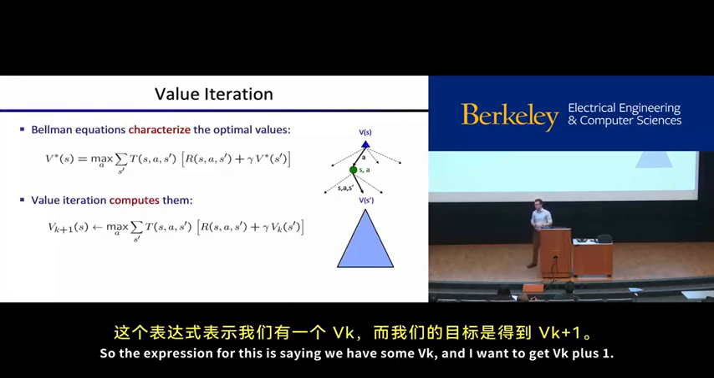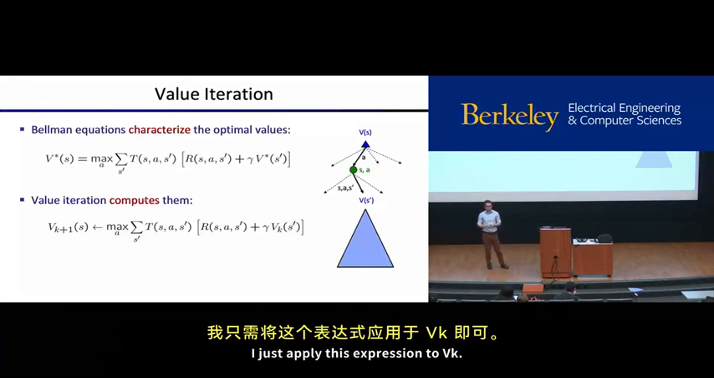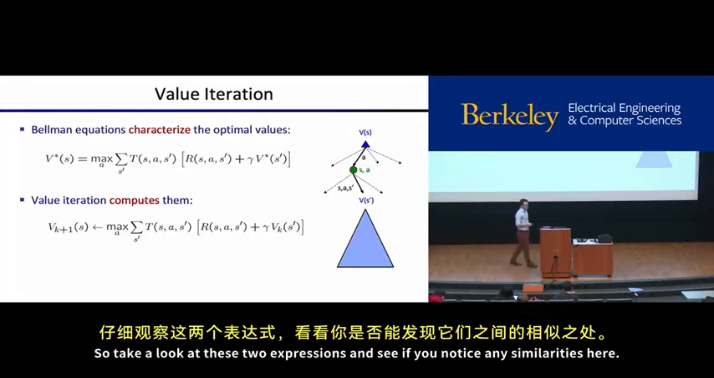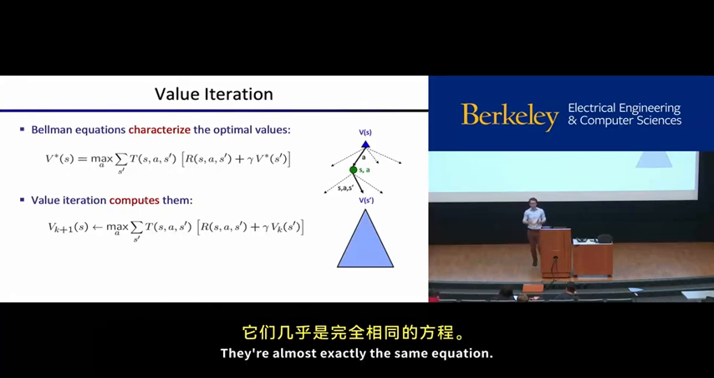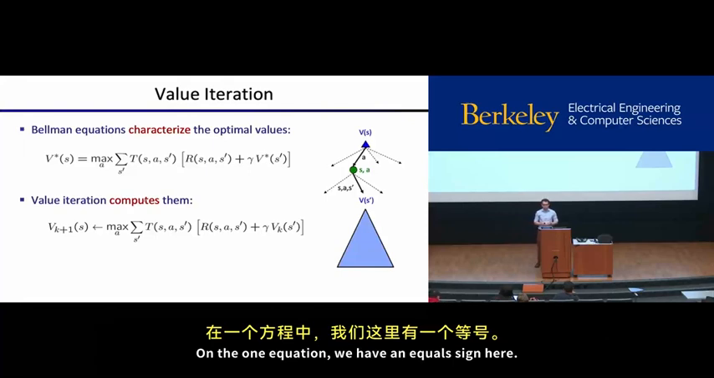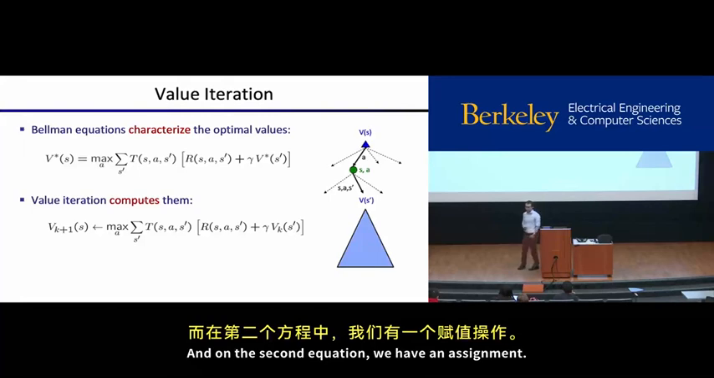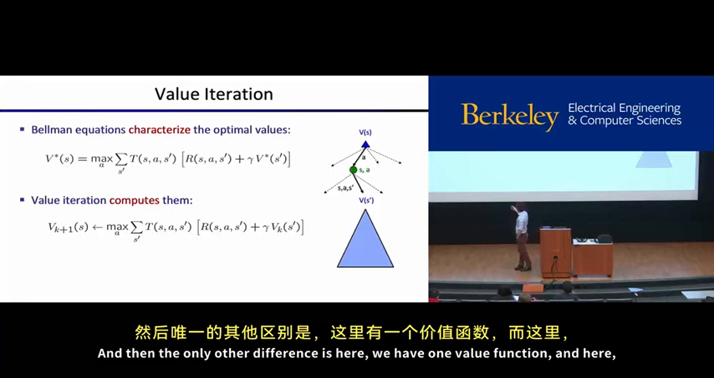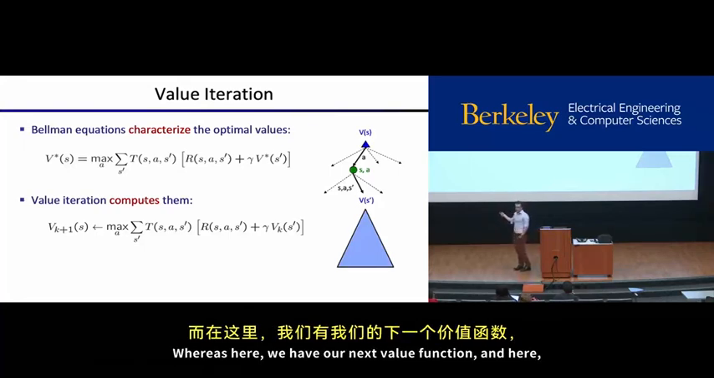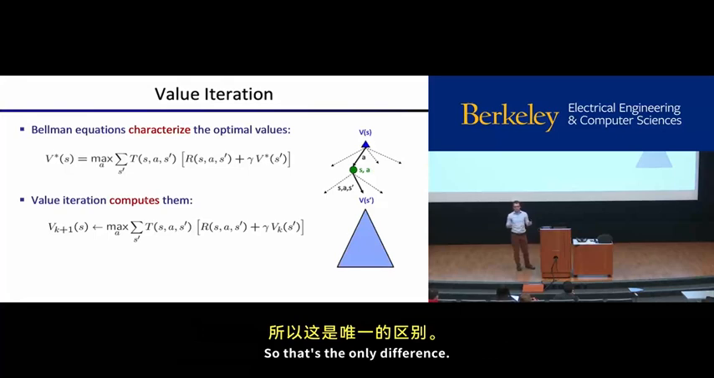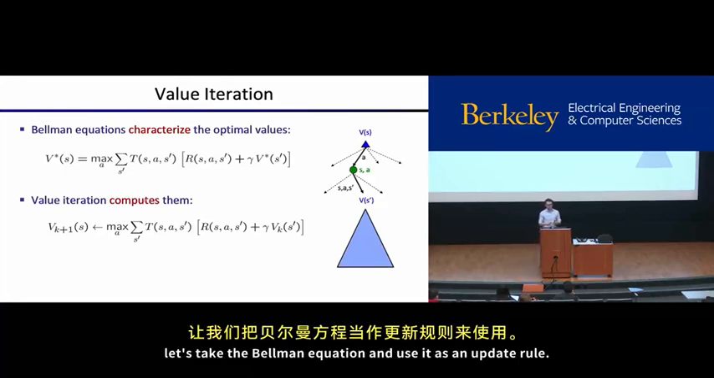The expression for this is saying we have some vk, and I want to get vk plus 1. How do I do that? I just apply this expression to vk. So take a look at these two expressions and see if you notice any similarities. They're almost exactly the same equation, right? On the one equation, we have an equals sign, and on the second equation, we have an assignment. The only other difference is that here we have one value function and here we have the same value function, whereas here we have our next value function and here we have our previous value function. That's the only difference. Value iteration is basically saying, let's take the Bellman equation and use it as an update rule.